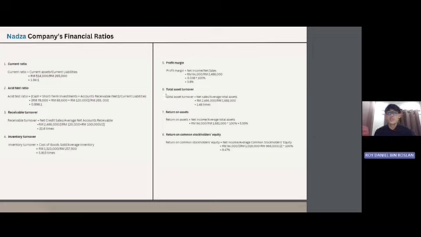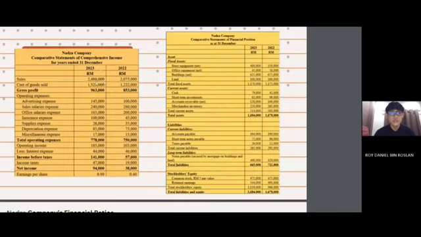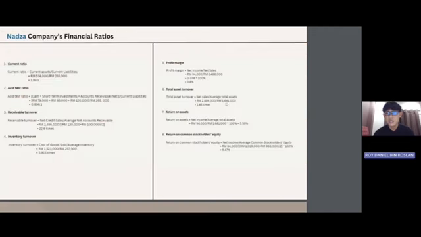Number 6 is total asset turnover. The formula is net sales over average total assets. Net sales, again, you can get from here. For average total assets, you add the two total assets, beginning and ending of the 2 years, and divide by 2. Then you'll get the average total assets, which is 1.681 million. So 2.486 million divided by 1.681 million, you'll get 1.48 times.